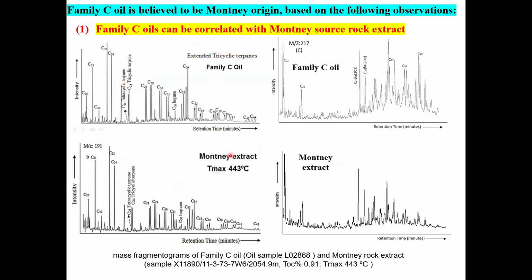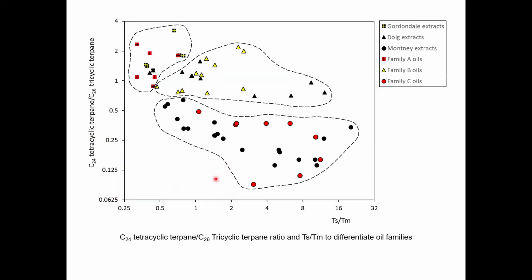observations. Family C oils show strong similarity in biomarker profiles to Montney source rock extracts. For example, a cross-plot of carbon-24 tetracyclic terpene to carbon-26 tricyclic terpene ratio versus TS to TM ratio clearly demonstrates the affinity of family C oils and Montney extracts.